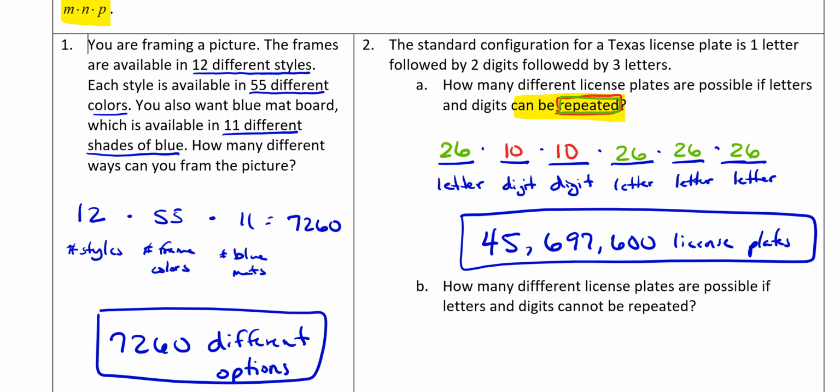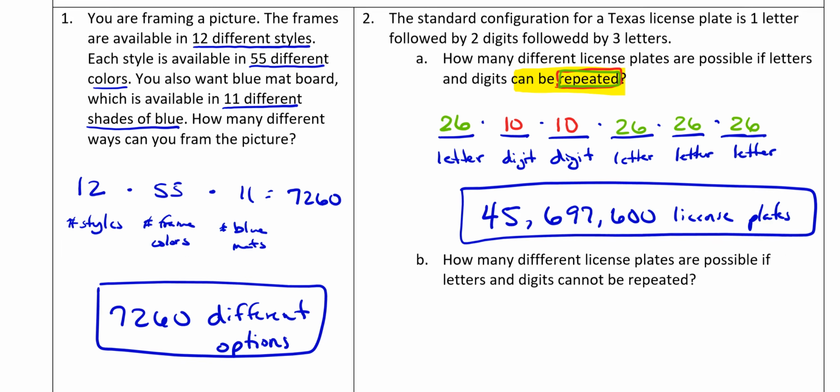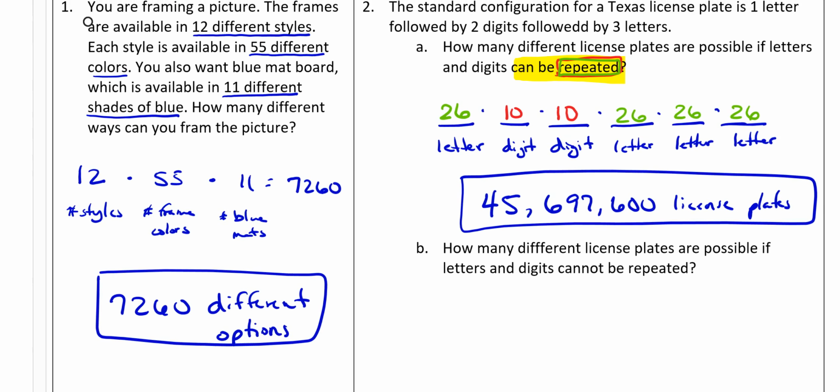Now, on part B it says, how many different license plates are possible if letters and digits cannot be repeated? Okay, so they've thrown a kink in this now. It's a little bit different problem because now we can't repeat. So it's important that they tell us this. So again, we have those same 6 spots, right? So 1, 2, 3, 4, 5, 6. You don't have to draw the lines. I like to draw them to keep track of what I'm working with.